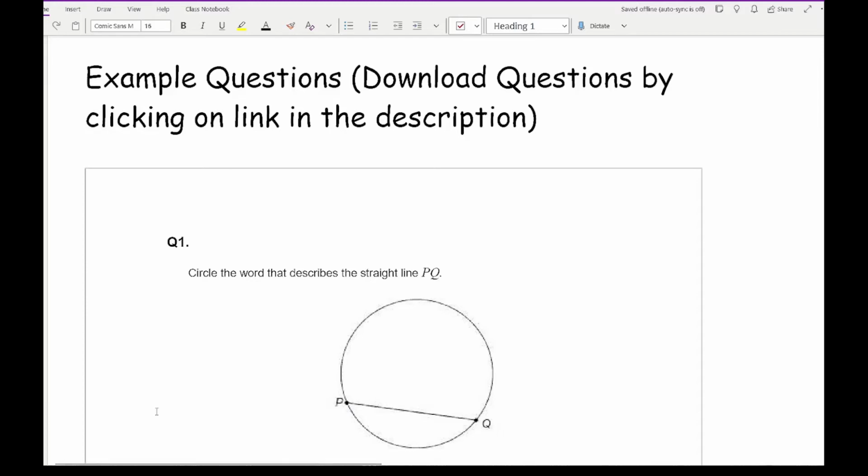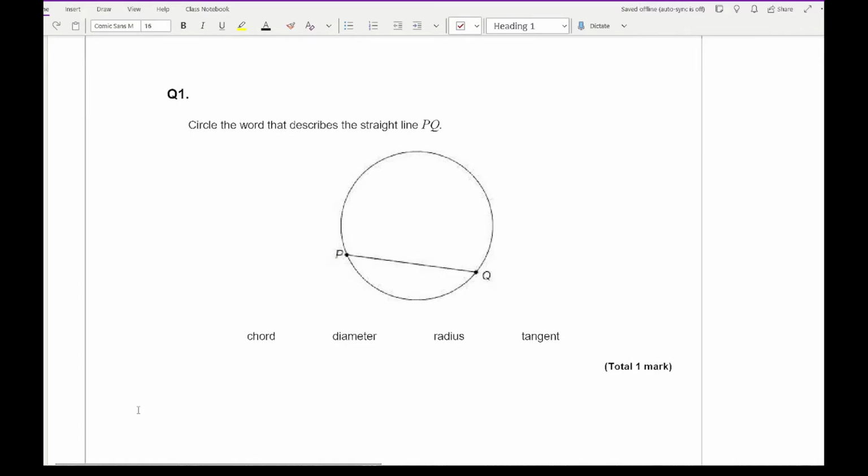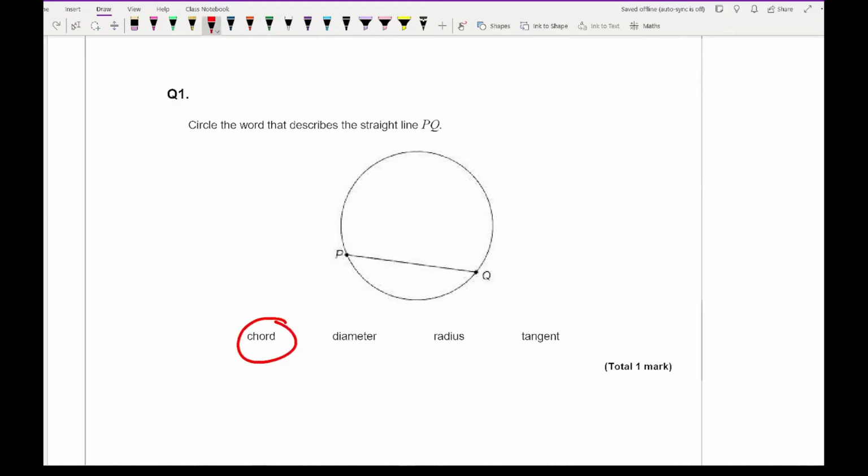So looking at question 1, which refers to parts of a circle, it says circle the word that describes the straight line PQ, and the line PQ represents a chord.